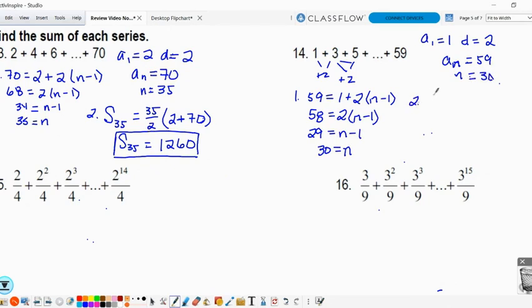And we can use the same formula that we did for the smaller of the two arithmetic sum formulas, because we know the first and the last term. So this time we're finding the sum of 30. Start with n over 2 times the sum of the first and the last terms. And the sum of those first 30 terms comes out to be 900.